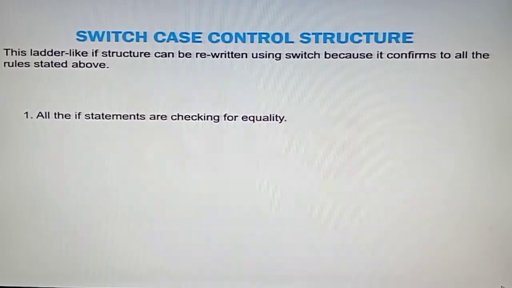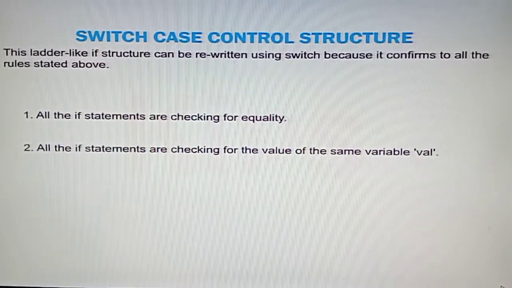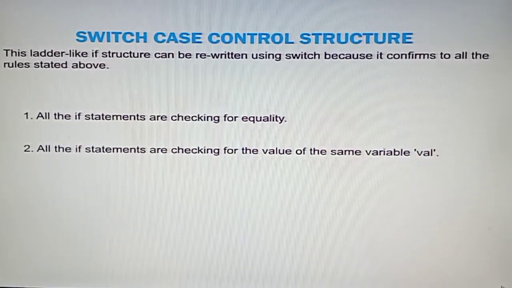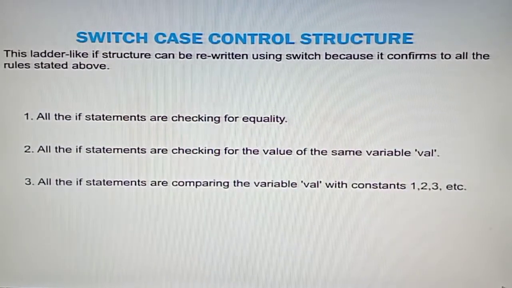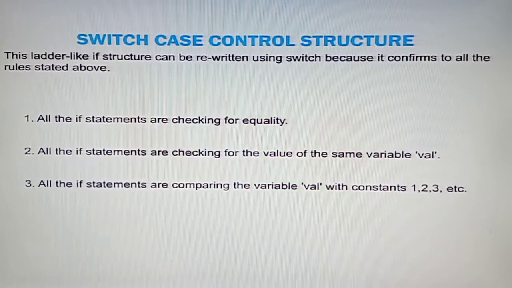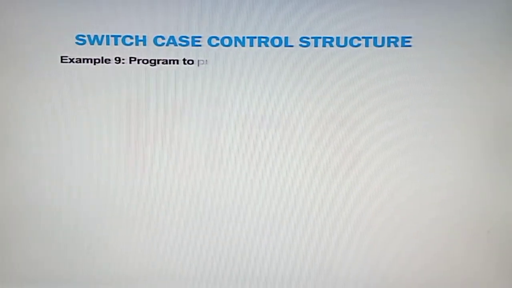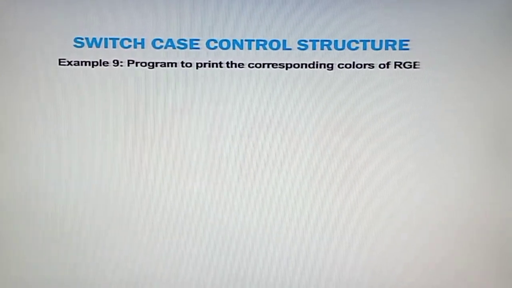Number 1. All the if statements are checking for equality. Number 2. All the if statements are checking the value of the same variable. Number 3. All the if statements are comparing the variable value with constants 1, 2, 3, etc. Example 9. Program to print the corresponding colors of RGB.